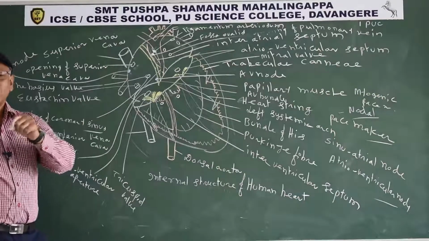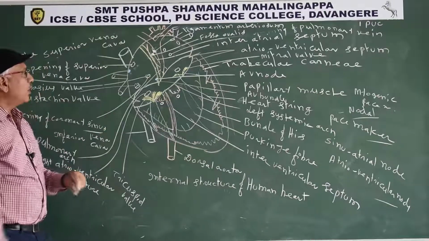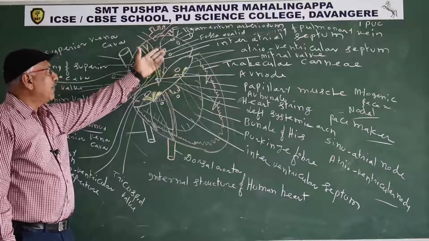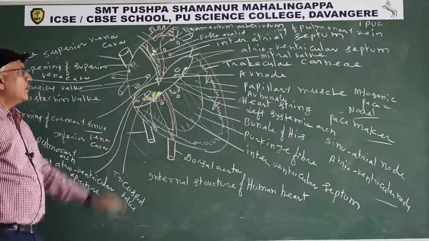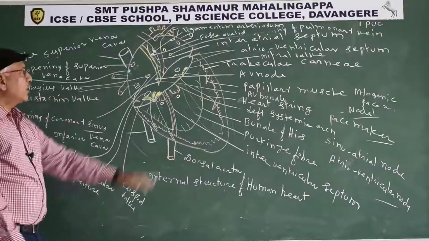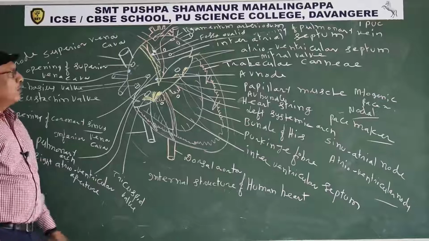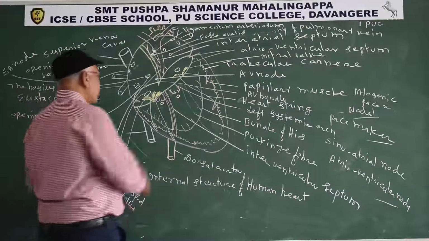Cusp means a flap, so there are 3 flaps in the tricuspid valve. The opening present between the left atrium and left ventricle in the atrioventricular septum is known as the left atrioventricular aperture. The left atrioventricular aperture is guarded by the bicuspid valve. The bicuspid valve is also known as the mitral valve.